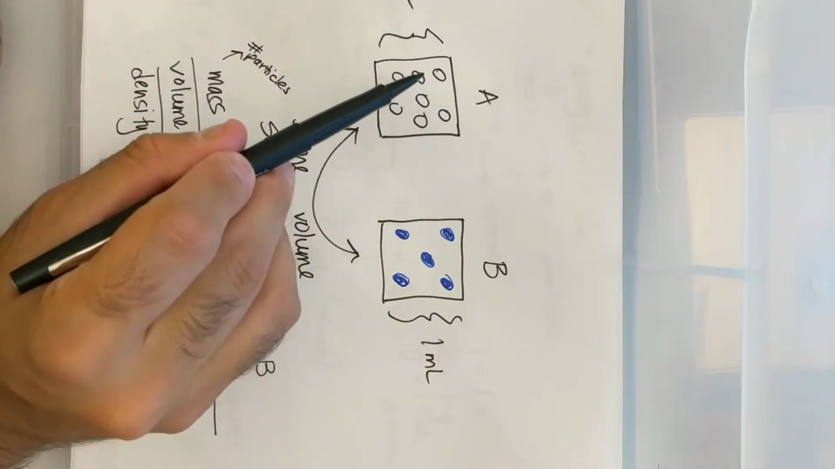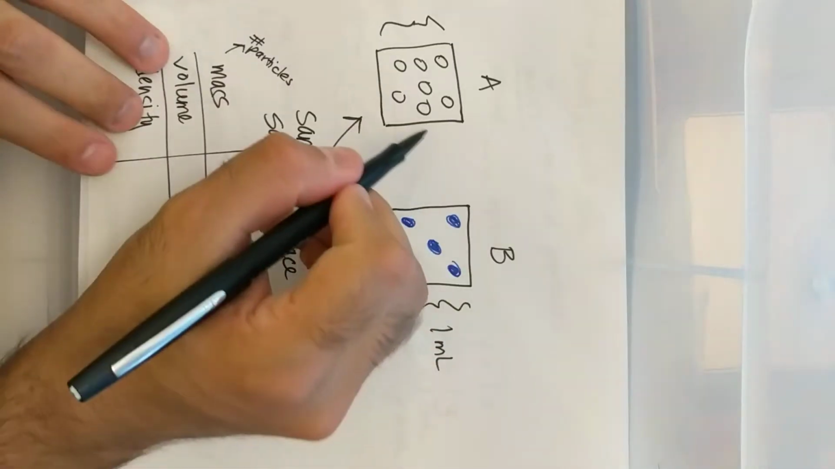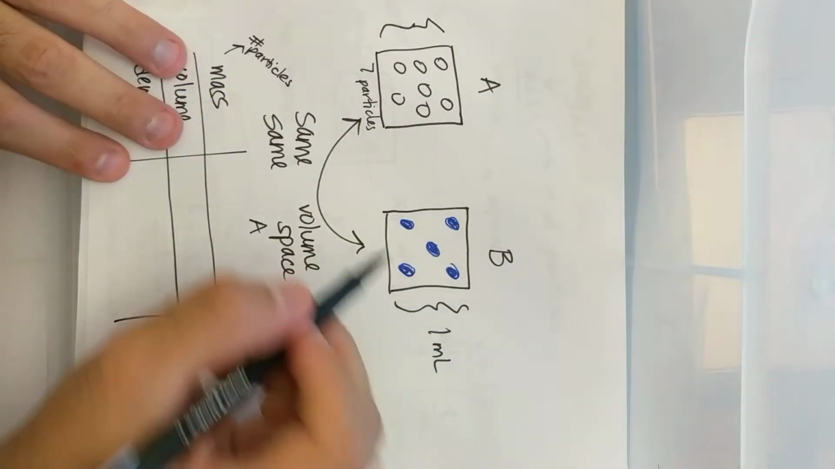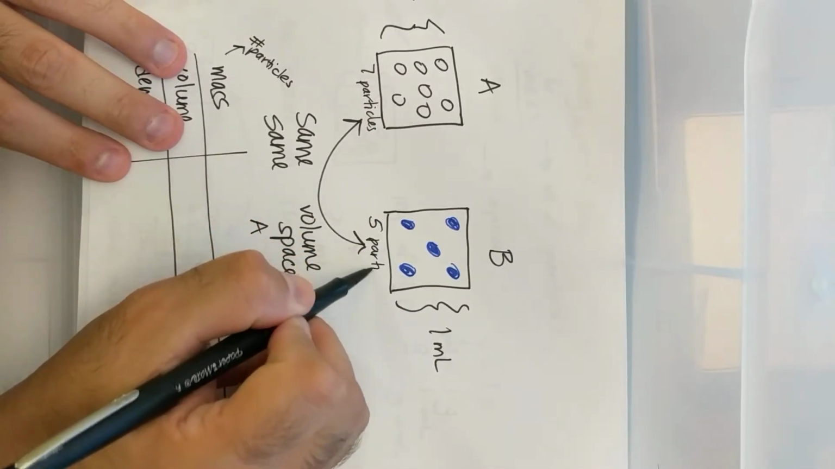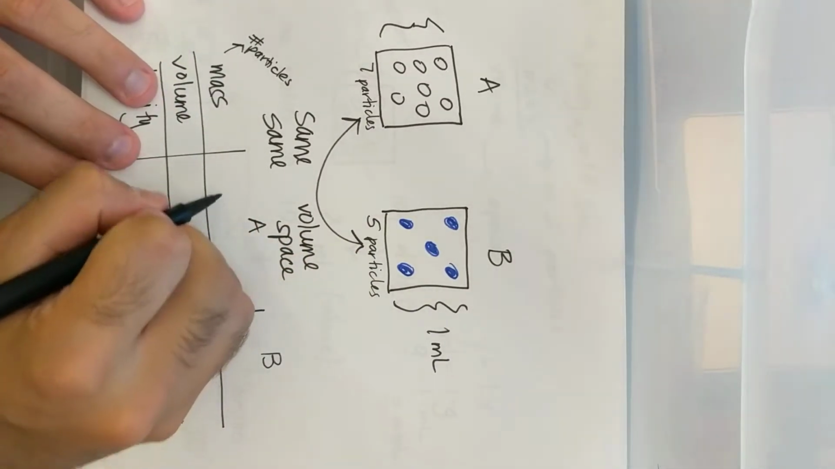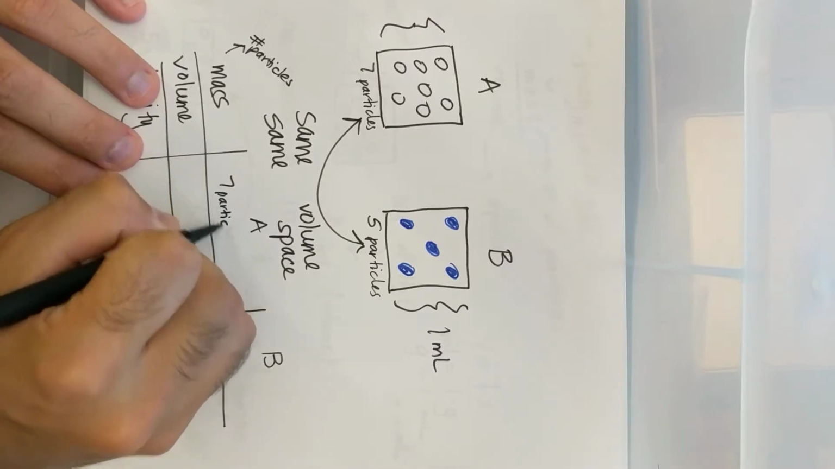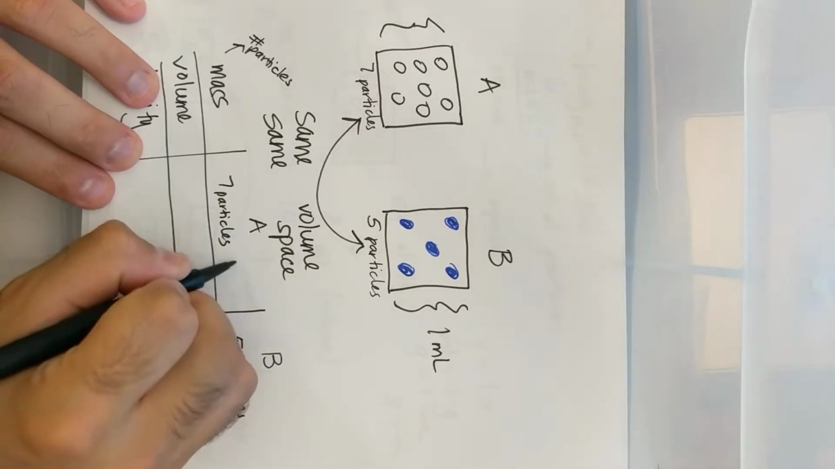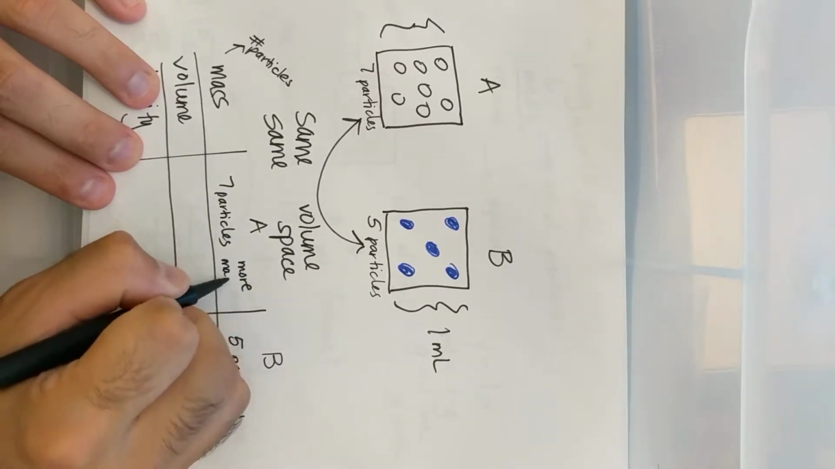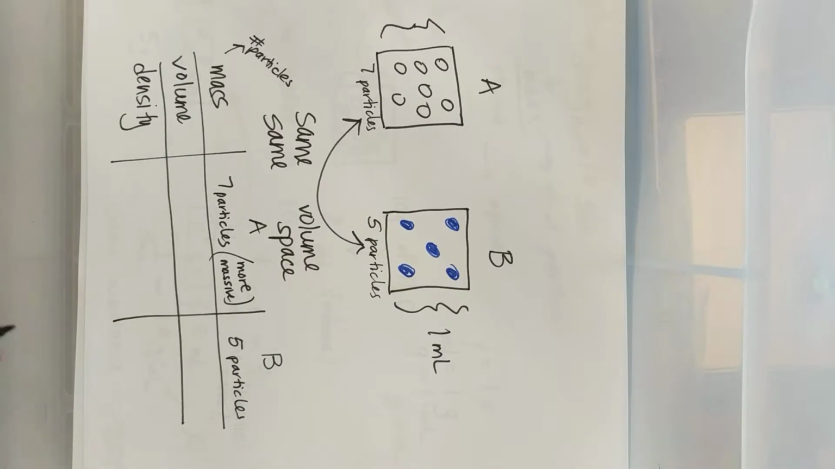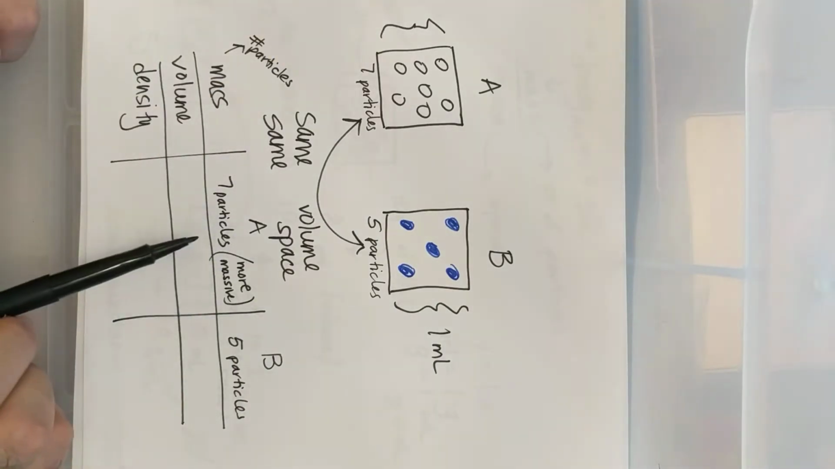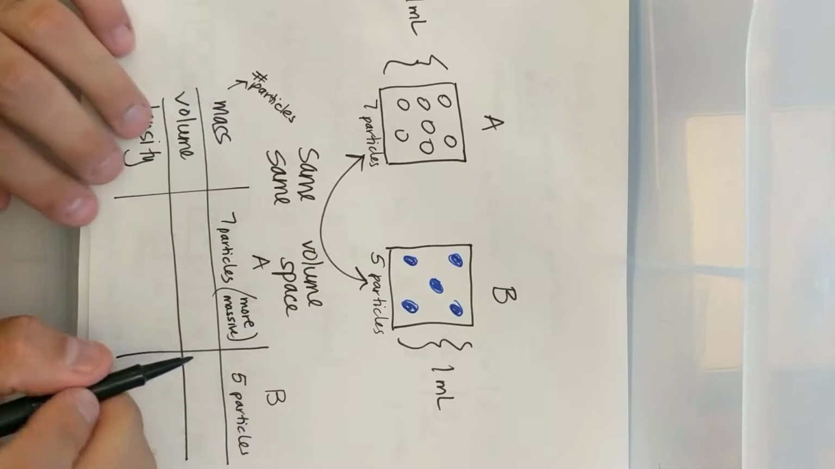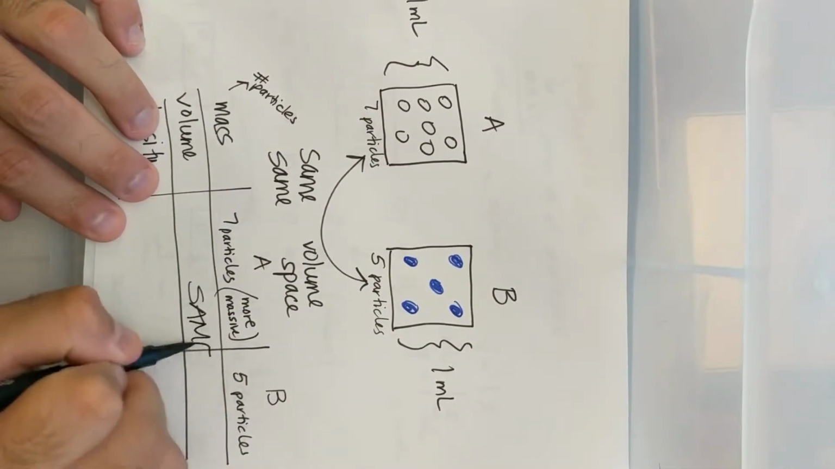Well, for A, I have 1, 2, 3, 4, 5, 6, 7 particles in a volume of space. And for B, I have 5 particles. So for A, I have 7 particles. For B, I have 5 particles. I'm going to say A is more massive. It has more mass. Okay? For volume, well, I already told you that they're in the same space of volume. They're both 1 milliliter. So I'm going to say the volume is the same.